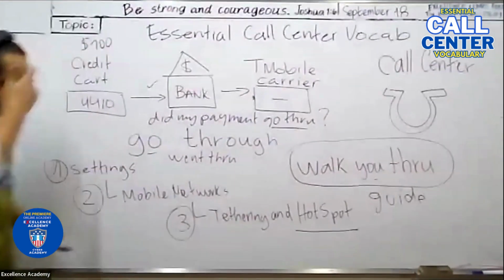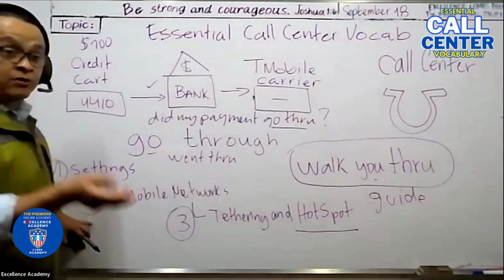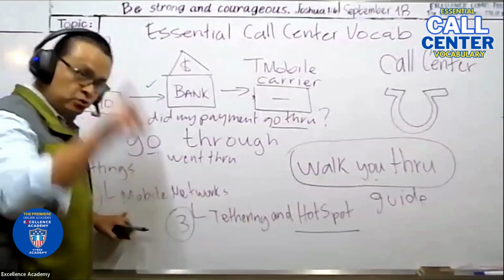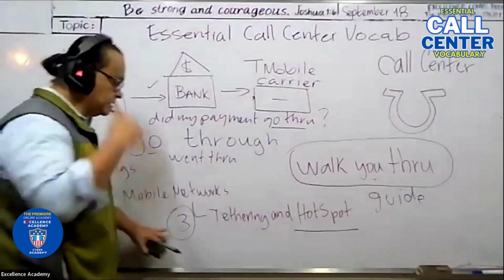Right? So, Mr. Customer, so step 1, would you be so kind to go to your phone settings? Okay, tap on your phone settings. Are you there? Got it. Perfect. Now, let's go to mobile networks. Can you look for mobile networks? Can you scroll down there? Okay, good. Tap on mobile networks. Thank you so much, Mr. Customer. Let's go to step number 3.